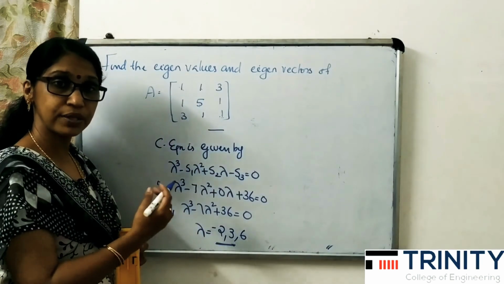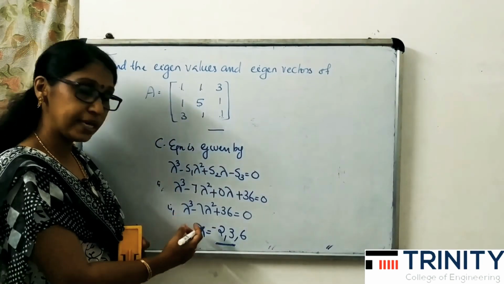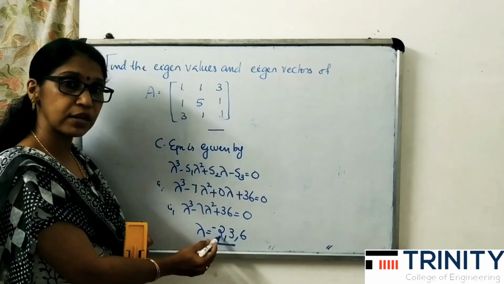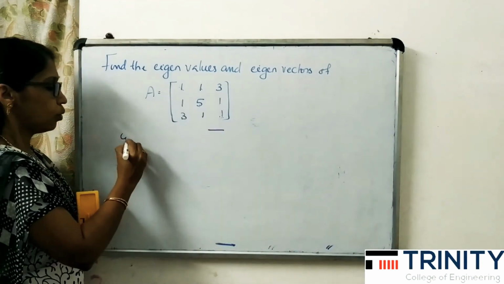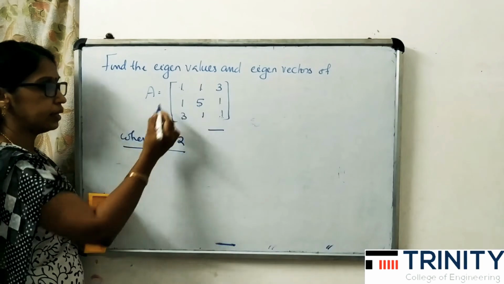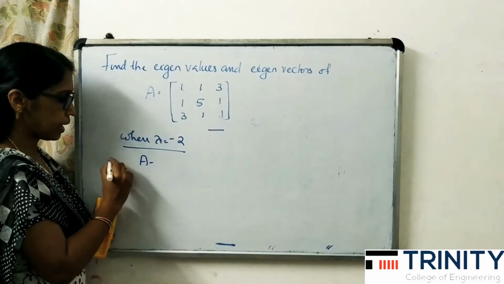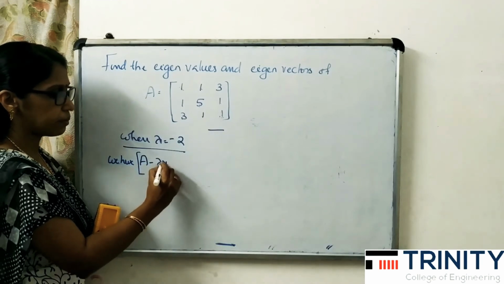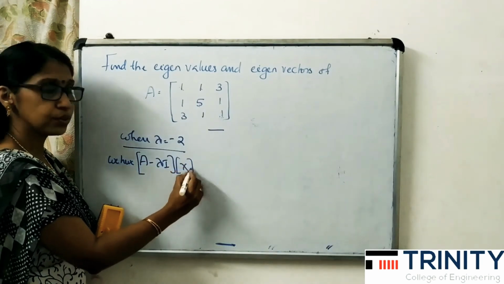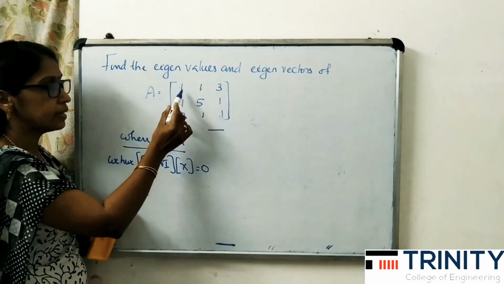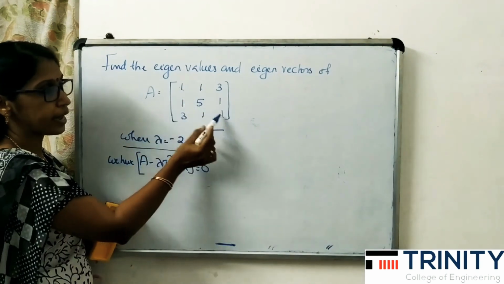Now we have to find out the eigen vectors for each of these lambda. So first I am going to find out the eigen vector for the value lambda equal to minus 2. Now when lambda is equal to minus 2, we have the system (A minus lambda I) into x is equal to 0. That is, we are subtracting lambda, the value of minus 2, from the diagonal elements.